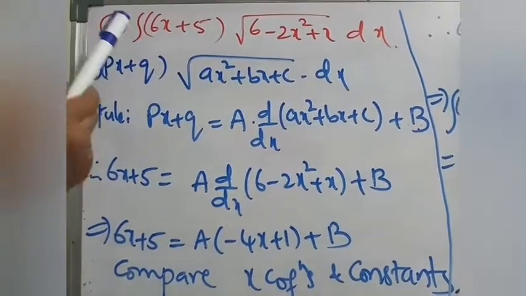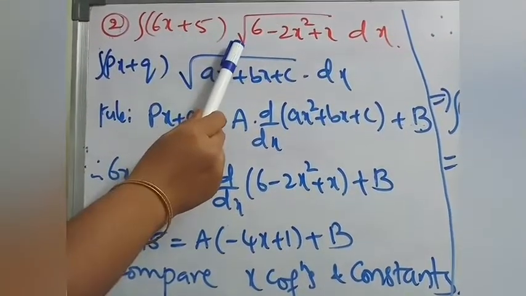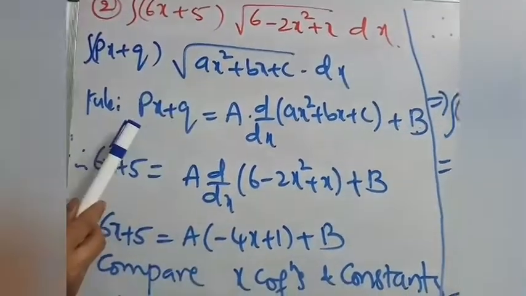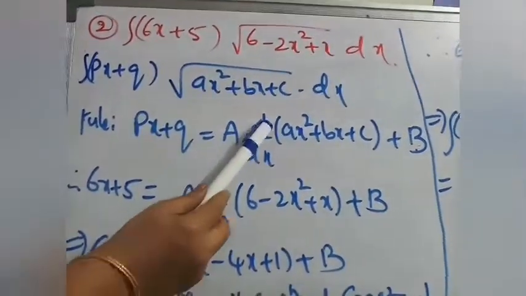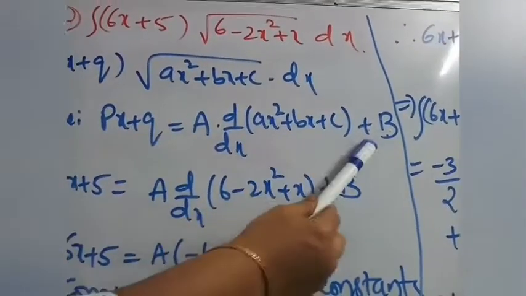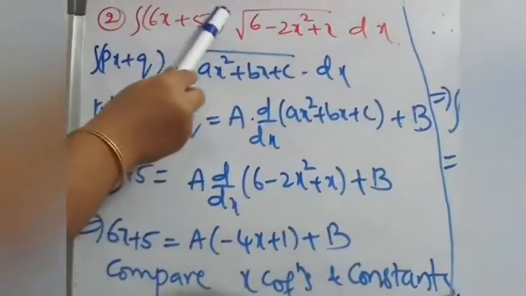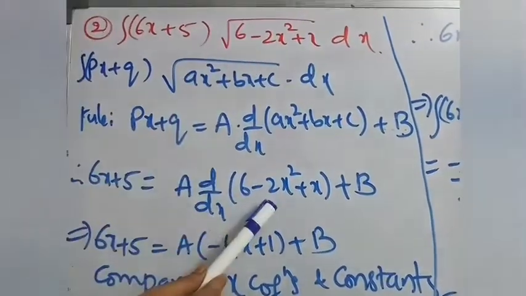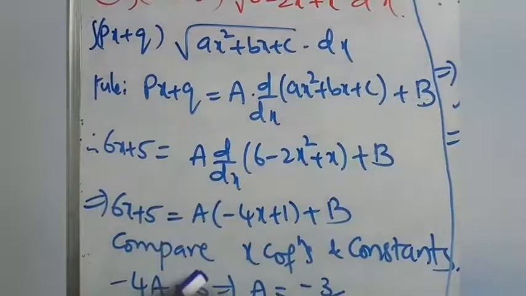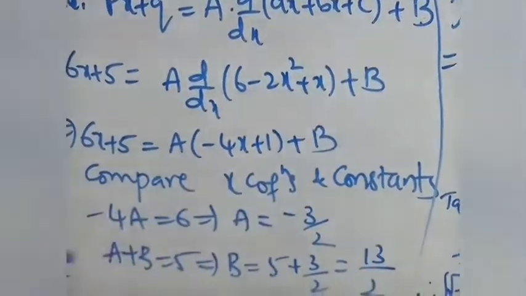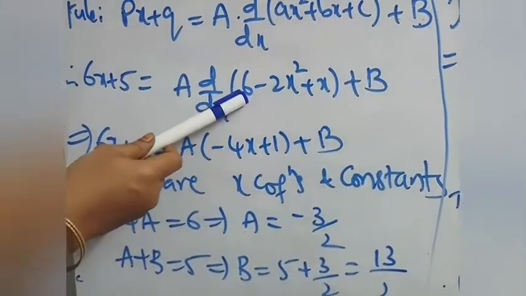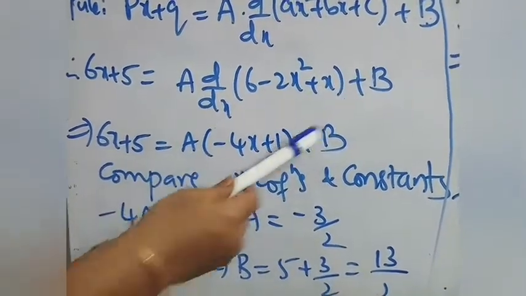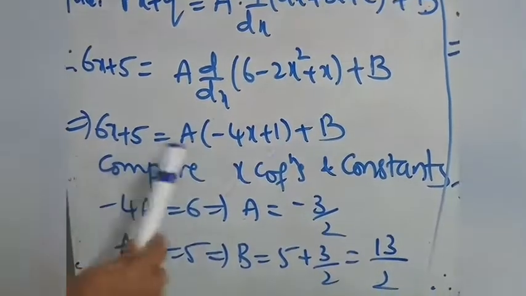It is also in the form of integration of (px plus q) into root of (ax square plus bx plus c) into dx. So like this form, what is our rule? px plus q can be written as a into the derivative of this quadratic term, plus b. So write the terms as it is: px plus q equals a into d by dx of the (ax square plus bx plus c) term, plus b. Now by solving this, we can get a and b values. So how to solve? The derivative of 6 is 0, and this value is minus 4x, and the derivative of x is 1, plus b.